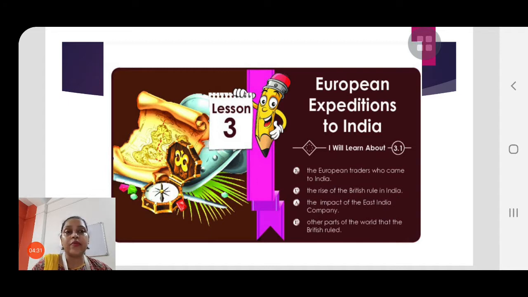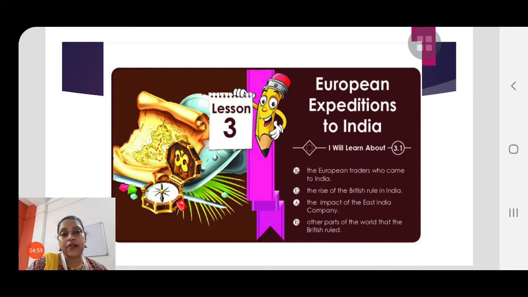Now European traders does not mean only the British people. There were the French also, the Dutch also. Many types of European people came to India. Then number 2, the rise of the British rule in India. How did the British establish their rule in India? How did they establish their kingdom in India? That we'll study. Then number 3, the impact of the East India Company.